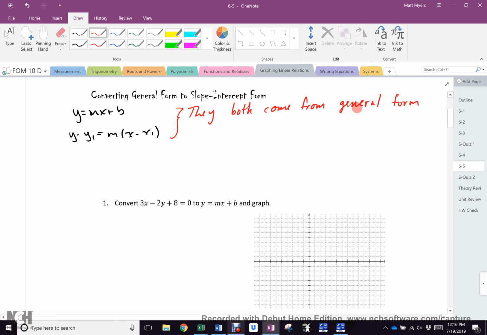Joke time. They both come from general form, which is a major point. Get it? Yes, sir. Get it? All right. They both come from general form. General form is this.